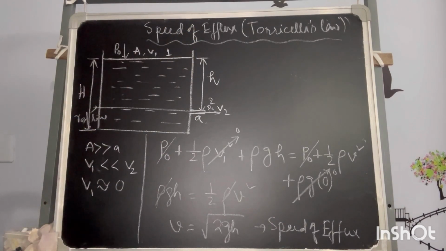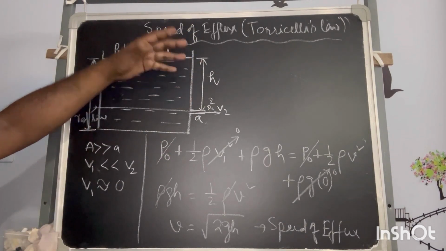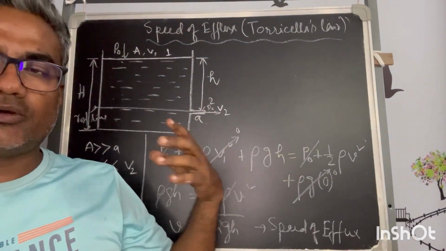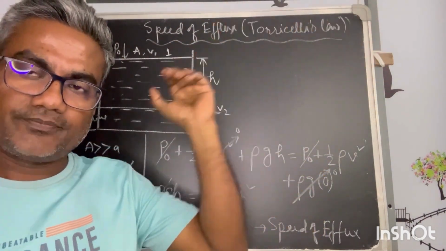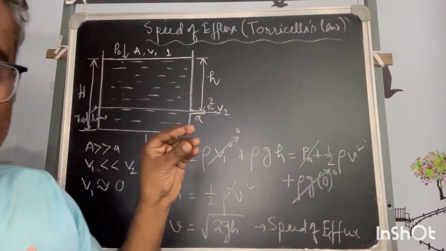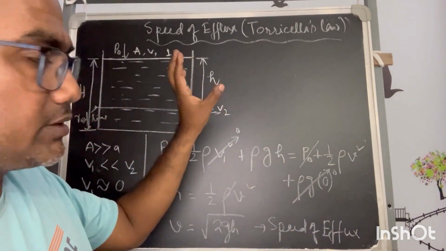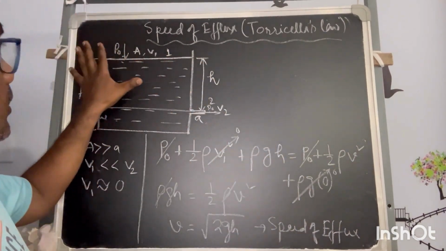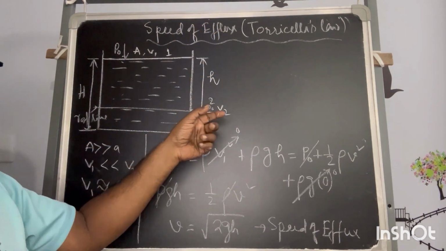So for any reservoir, just like in our household, from a bigger overhead tank we get water through a small tap. This has the same situation, where the cross section of the tank is much more than that of the tap itself.